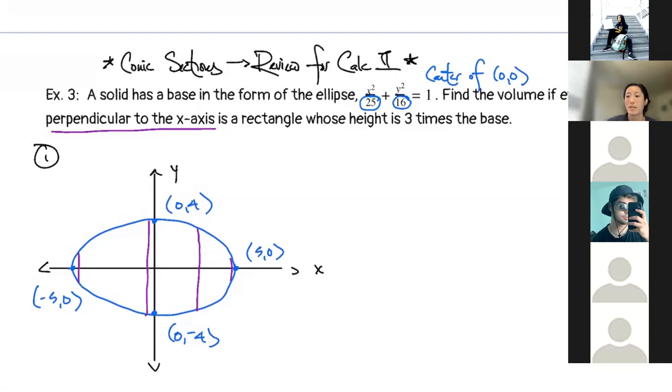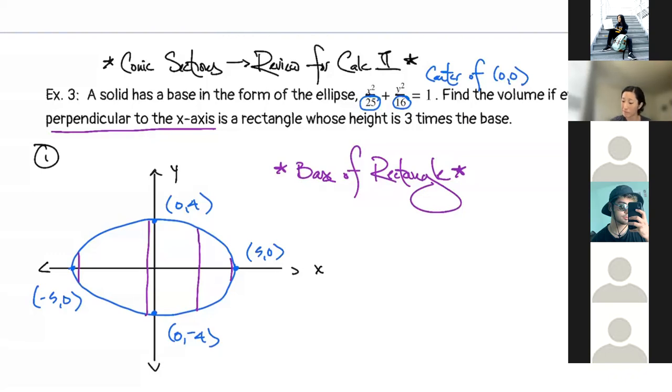Okay, so what does this represent? It represents the base of the rectangle, exactly. So base of the rectangle. Okay. So each of those purple lines represents the base of a rectangle. And the height of that is going to be 3 times whatever that base is.